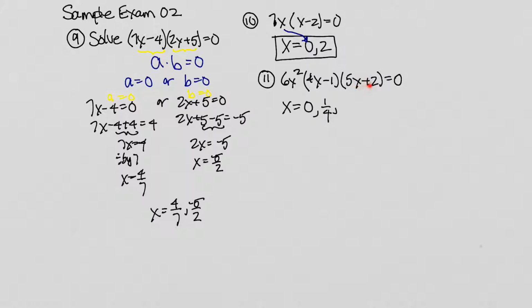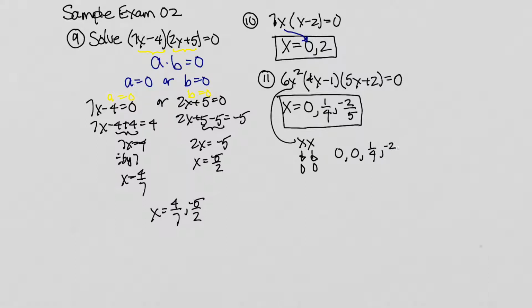And for this term here, change the sign and divide. We'll get negative 2 over 5. And there's our solutions. Let's make a comment here: this x squared is really x times x, so we really get a 0 here and a 0 here. So the solutions are really 0, 0, 1/4, negative 2/5. But we don't have to report the 0 twice. We just report it once. So we report this as 0, 1/4, and negative 2/5.